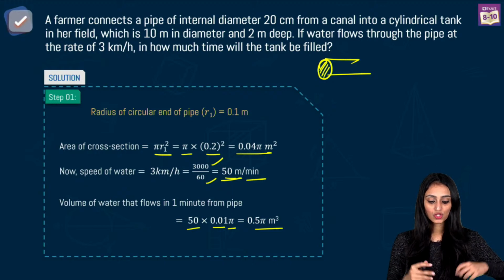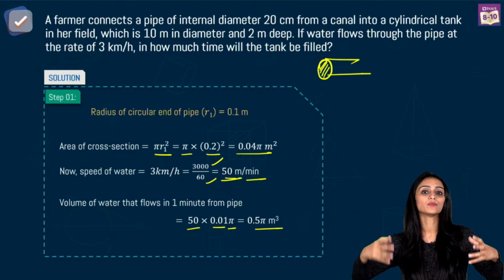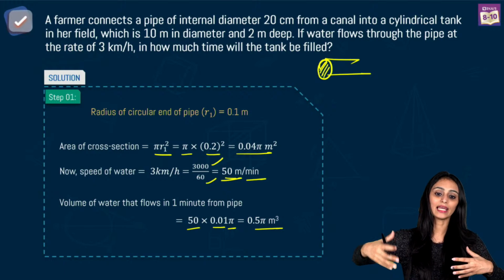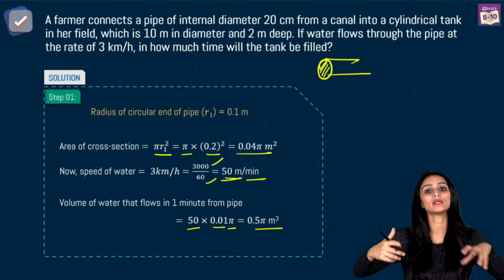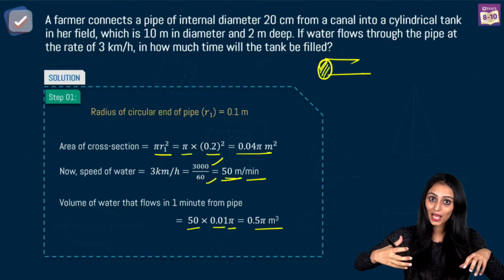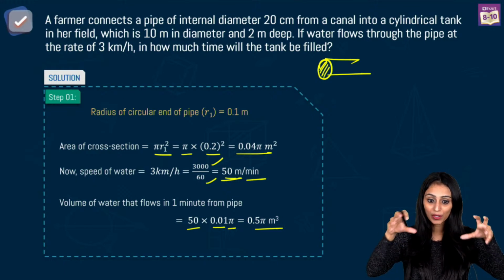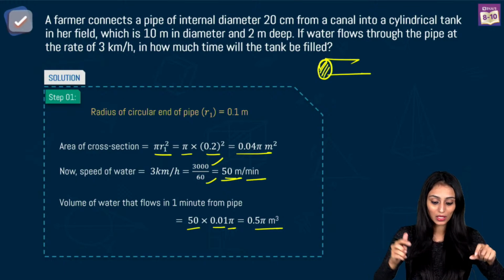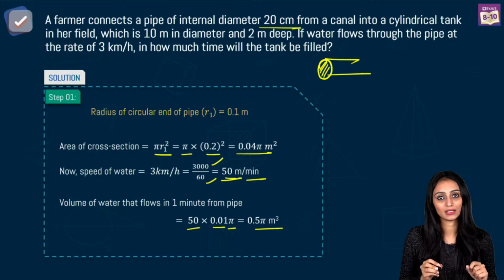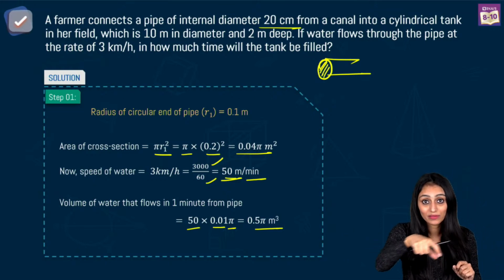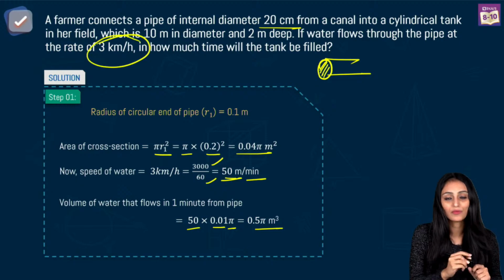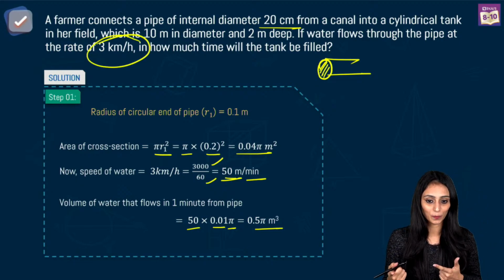Both the tank and the pipe are cylindrical. The dimensions of the cylindrical tank are given in the question. But for the cylindrical pipe, you have only the diameter. You don't have the height or the length. So we can convert the speed into length and find out the volume.